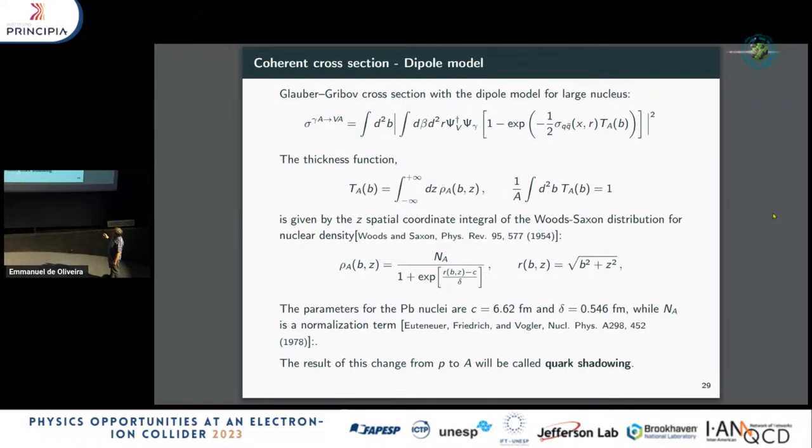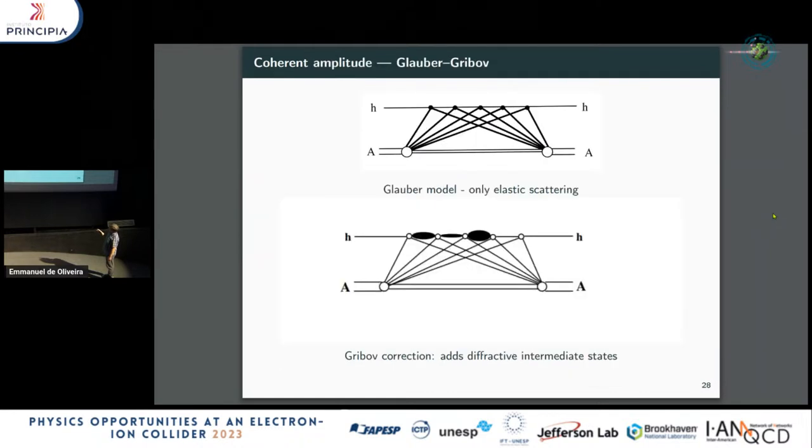And this is what we do. We use the dipole formalism, right? That's already developed by other people as well. So we have the same idea. For us, it's the dipole that will travel here. It's not the photon, it's the dipole. So the photon will break into a dipole, and then the dipole will interact multiple times with the nucleus, and then the dipole will become a vector meson in the end.